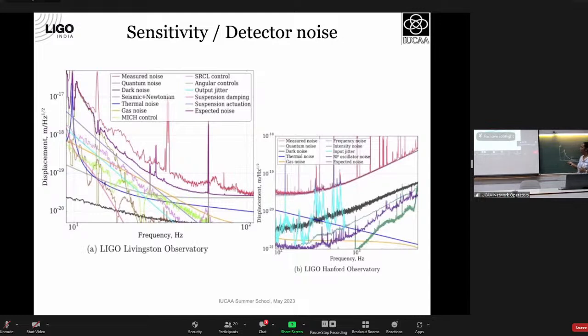As you can see, these are the measured noise curves of LIGO Livingston and LIGO Hanford. What you have is the displacement, because that is what we're looking for, right? A relative displacement, delta L. So this is delta L, and then there is frequency along here. And you can see that there are different noise sources in here, and the final measured noise.